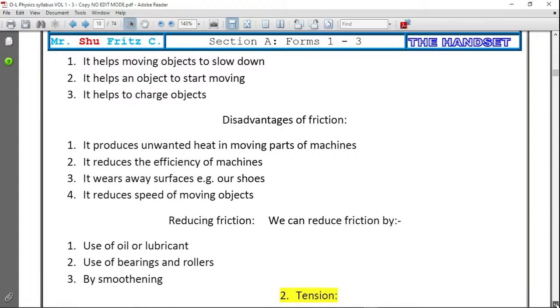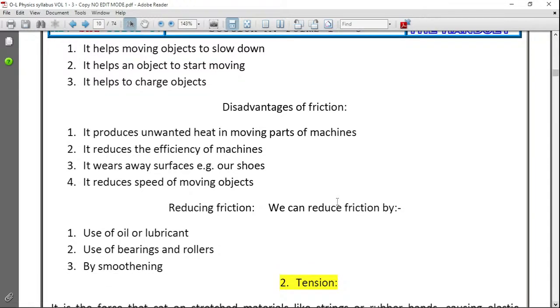So for the advantages of friction, we have: it helps moving objects to slow down. Friction also helps objects to start moving. Without friction, it will not be possible for somebody to move, because when you try to stand, your legs will just keep sliding and you will not be able to stand. Now, its disadvantages.